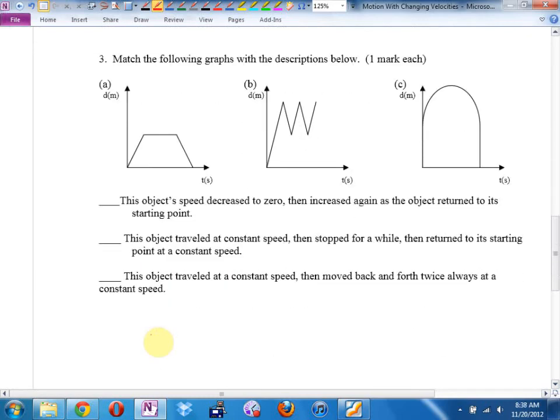Match the following graphs with the descriptions below, 1 mark each. The object's speed decreased to 0, then increased again as the object returned. Oh, you know what? I think isn't that this one? Slowing down, hit 0 for a split second, right about there.